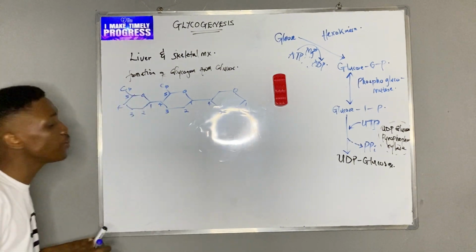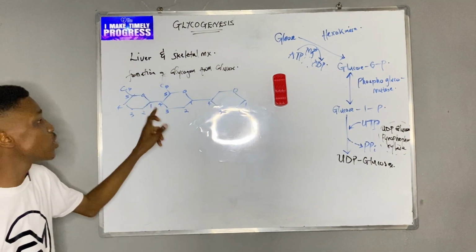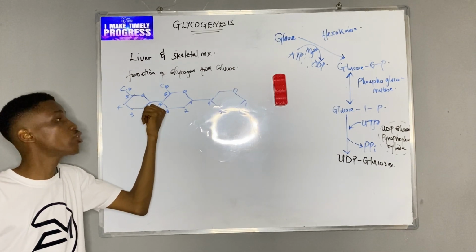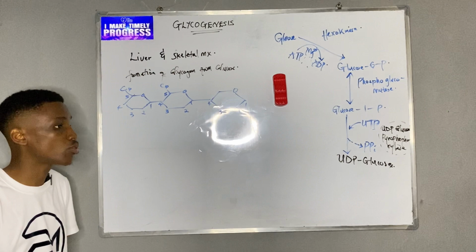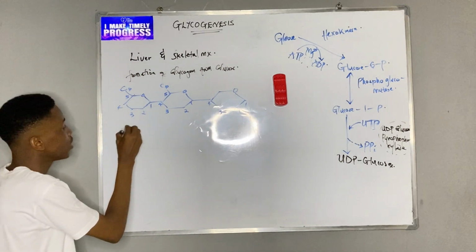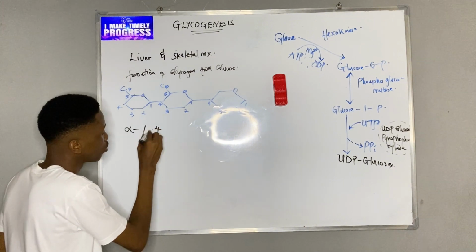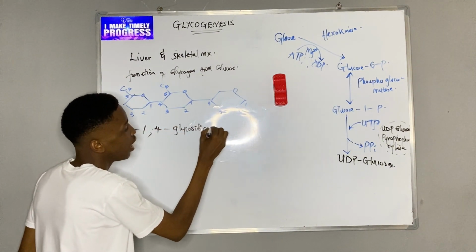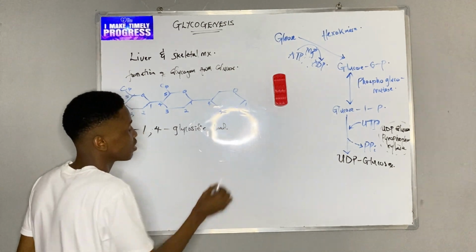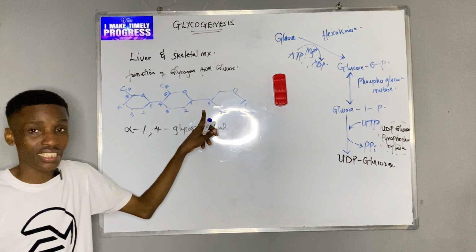You realize for every straight chain structure, the bond is always between carbon 1 of one glucose molecule with carbon 4 of the next glucose molecule. And these kind of bonds are called alpha 1, 4 glycosidic bond. Alpha 1, 4 glycosidic bond. These are the only kinds of bonds we will see in starch.